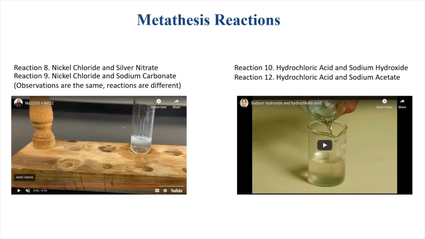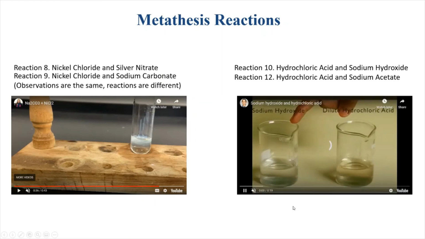And there's going to be a similar thing for reaction 10 and 12. Again, not all of these reactions have very different observations. So it turns out that reaction 10 and reaction 12 look very similar. And in this case, it's going to look almost like nothing happened in the reaction mixture. There's not going to be much in the way of observations, with a couple of exceptions, and I will go into that after we watch the video. What you're going to watch in the video is the combination of hydrochloric acid and sodium hydroxide. And then we'll talk about hydrochloric acid and sodium acetate as well.